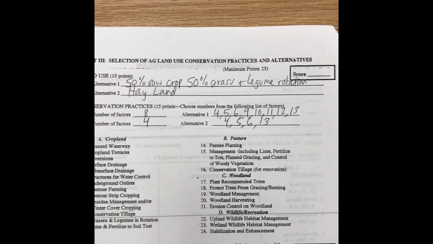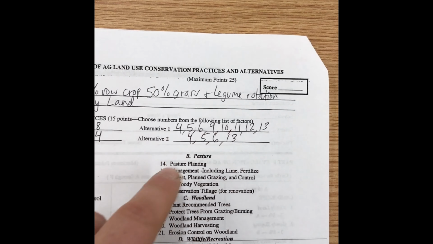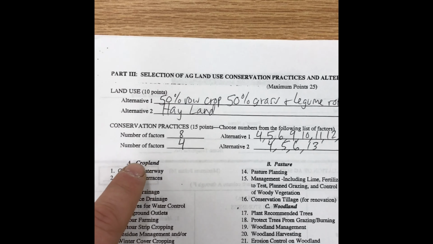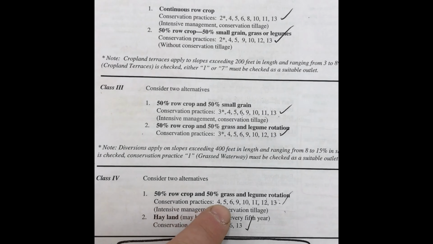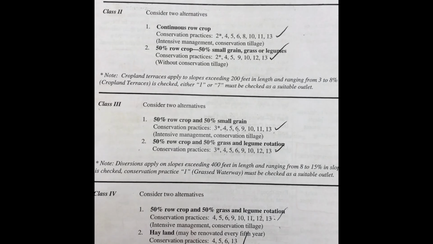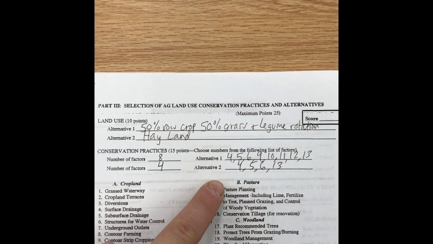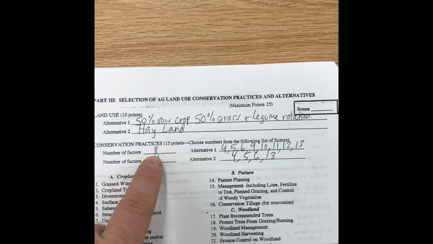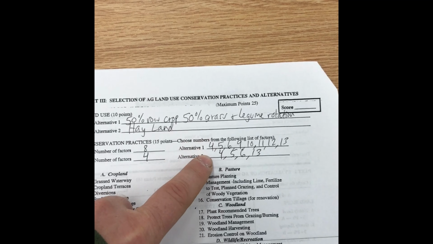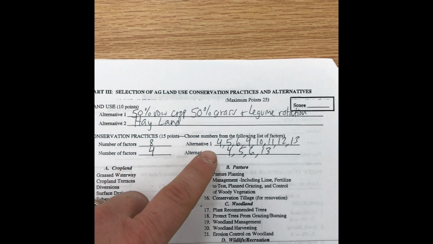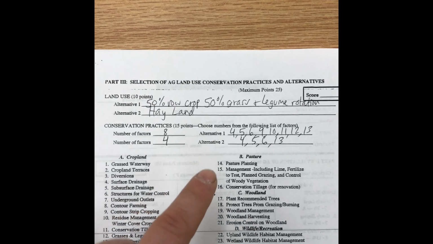Okay, so after you get the number of factors, the quantity that you need for each of these, you just write the numbers in for all the practices that are listed over here for class 4. So there's the quantity and the specific practices that you need for each alternative. And that's what your answer sheet is going to look like when it's done. So there's the quantity of factors for each alternative, 8 and 4, and those are the exact practices that you need. Okay, numbers 4, 5, 6, 9, 10, 11, 12, 13 correspond to these numbers.